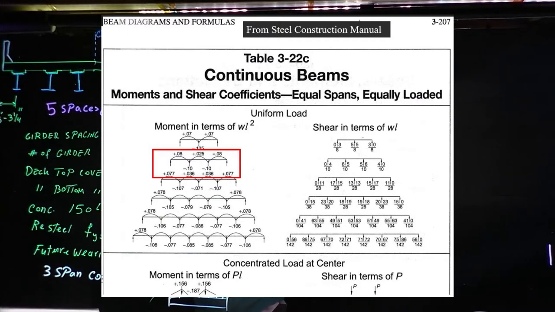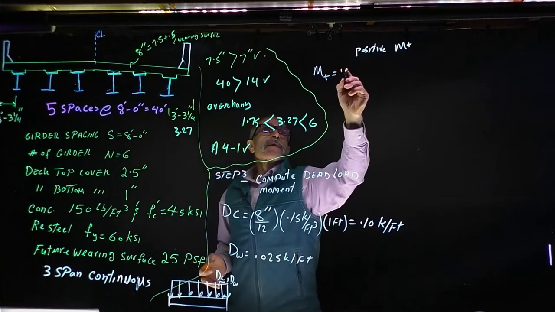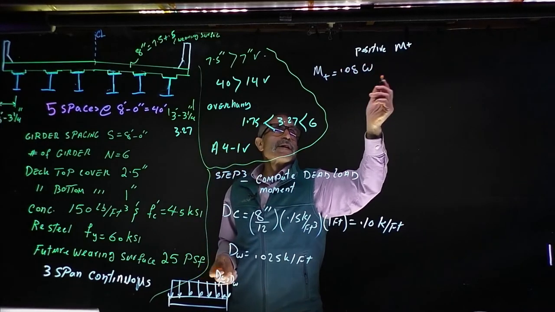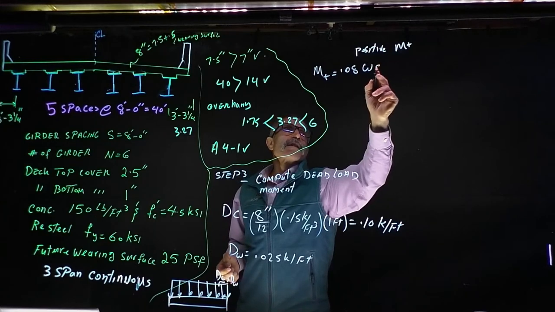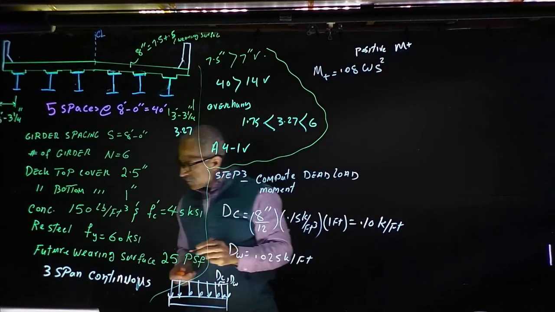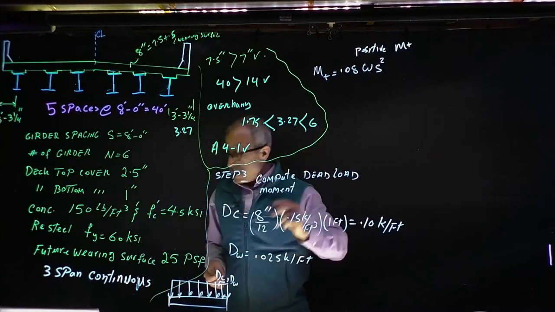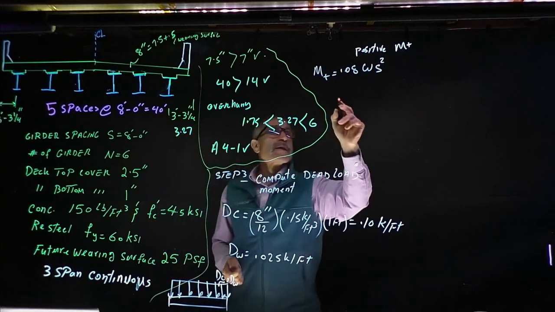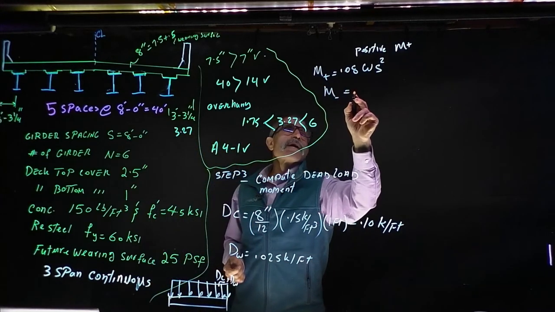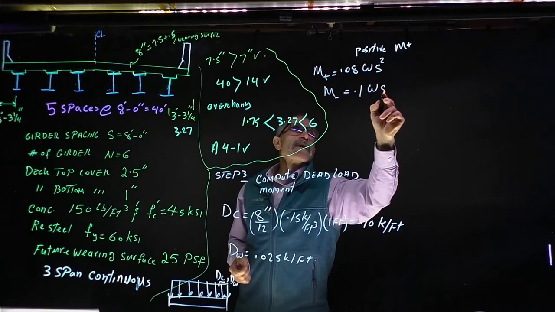Here you see that this is 0.08. Normally when we have a single span, we say W L squared divided by 8. In this case, it's going to be W L squared times that factor, 0.08 times W L squared, and in our case L is going to be S, so it's going to be 0.08 W S squared. And for the negative moment, it's 0.1, yes. So the negative moment M is going to be 0.1 W S squared.